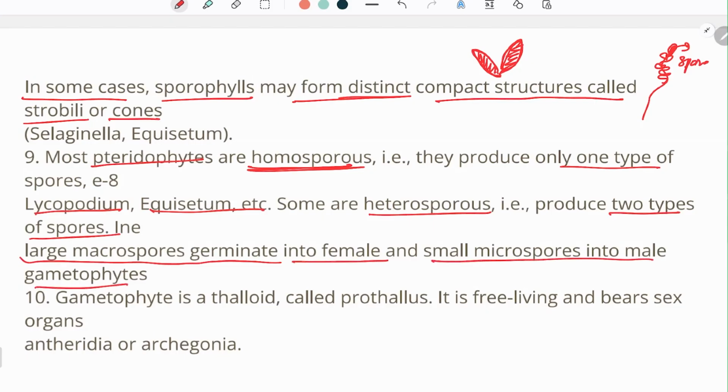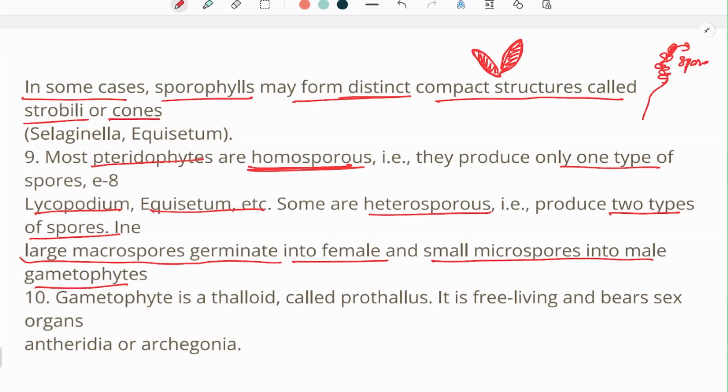gametophyte. In case of bryophytes, we have seen that the gametophytic plant body was the dominant plant body, but the sporophytic one was parasitic, and it usually depends upon the main plant body for its nutrition. But in this case, the sporophytic plant body is not parasitic; it is the main plant body. Whereas the gametophytic plant body, when it develops in case of pteridophytes, is also an independent plant body.